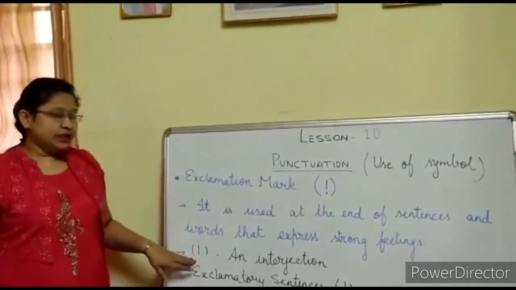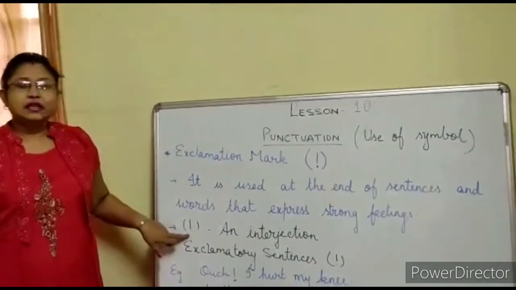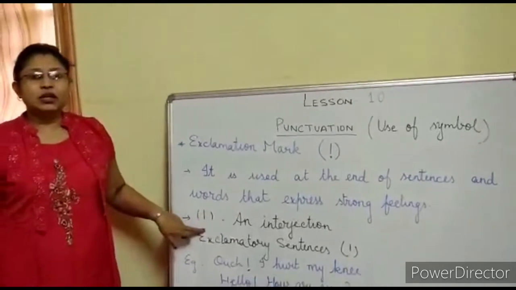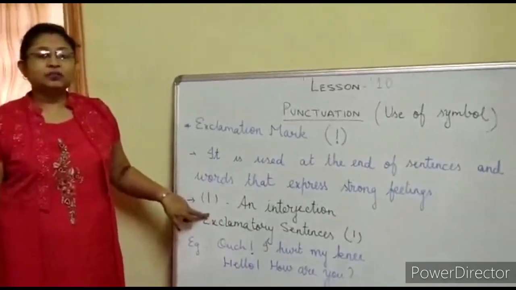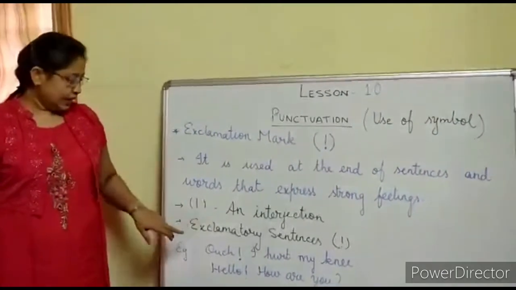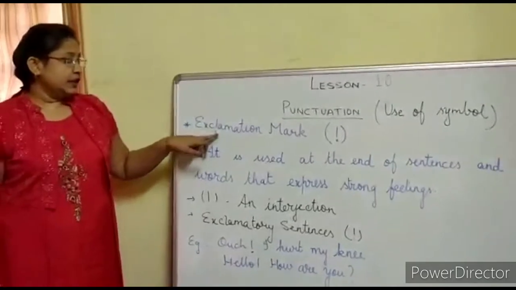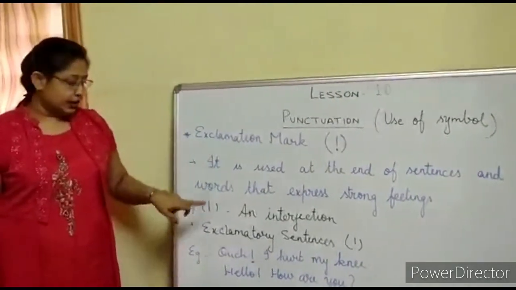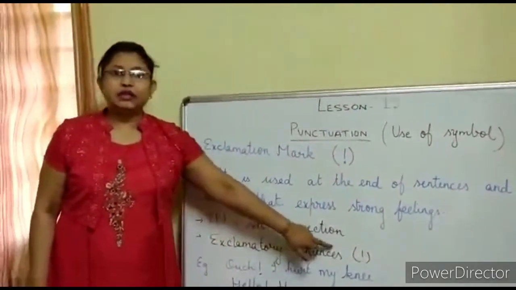Now, the second point is, as I told you, what is this mark? This mark is called interjection. So, this mark we always use in the exclamatory sentences, or this mark is used to show exclamation. And once again the same point, whichever sentences we are using exclamation mark, those sentences are called exclamatory sentences because we are using this mark.